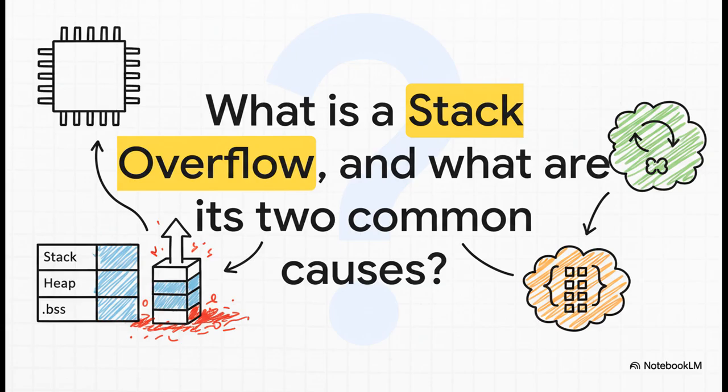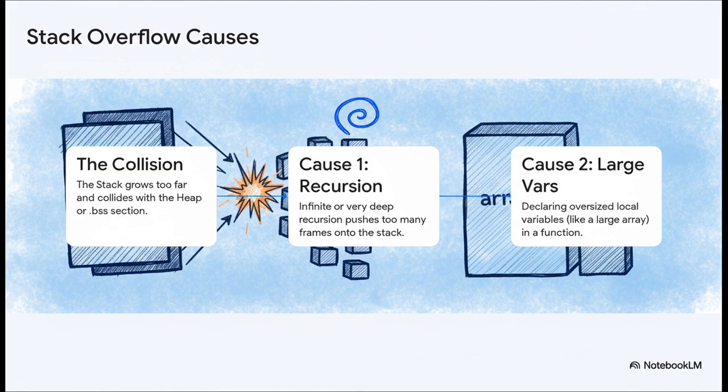The thing is, the stack grows downwards from the very top of RAM, while most other things, like the heap, grow upwards from the bottom. They're like two trains on the same track heading right for each other. So what happens when they finally collide? Well, that crash is what we call a stack overflow. It completely corrupts your data and brings your system down.